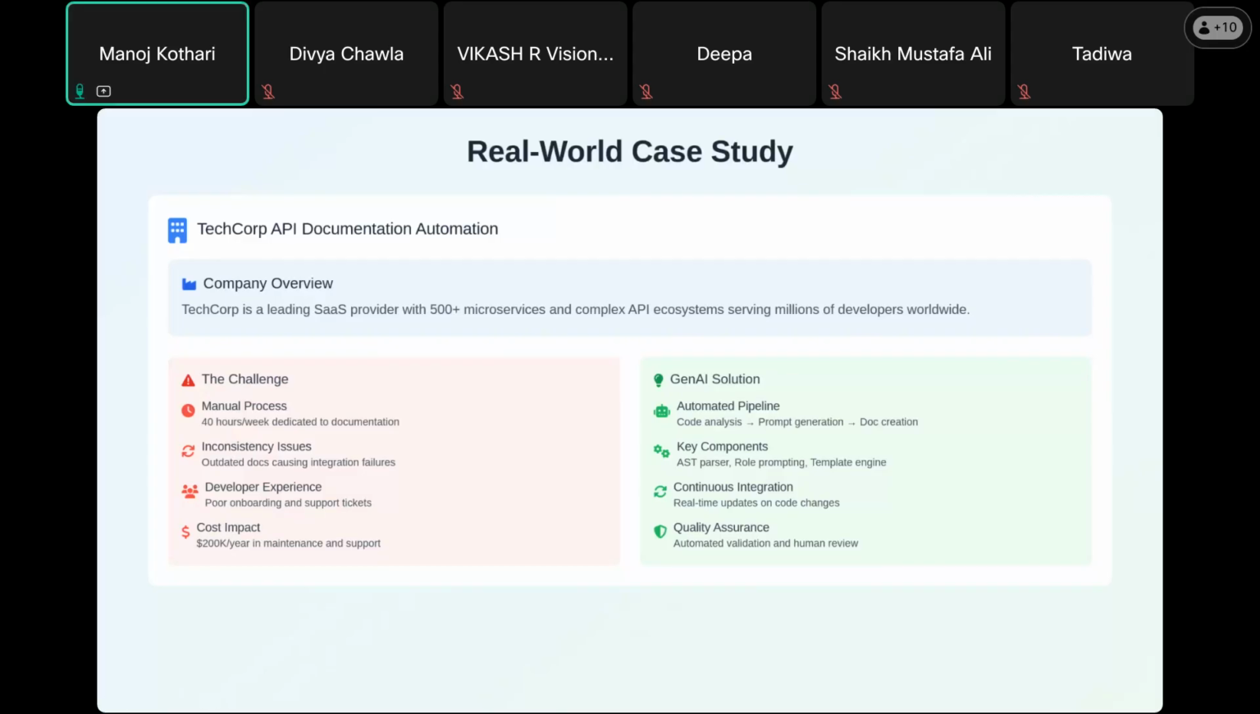Are you getting me? So it's an exercise for tomorrow that we will do some real world case study, like we do some prompting, and we'll see how it is coming.